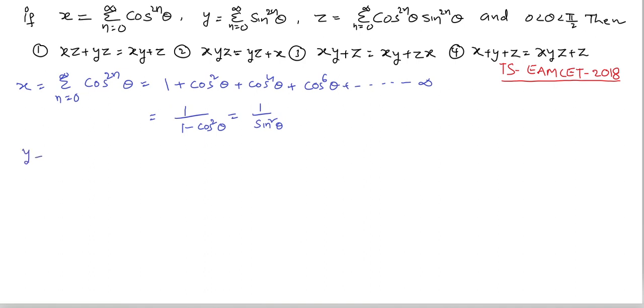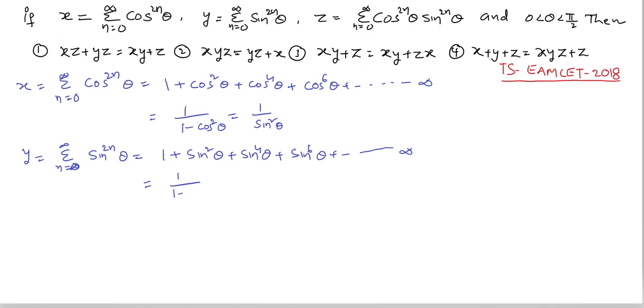Similarly, y is equal to sigma n is equal to 0 to infinity sine power 2n theta. Substituting n is equal to 0, 1, we get 1 plus sine square theta plus sine power 4 theta plus sine power 6 theta and so on, infinite terms. This is also an infinite GP, that is 1 by 1 minus sine square theta, which is equal to 1 by cos square theta. Similarly, z is equal to sigma n is equal to 0 to infinity sine power 2n theta into cos power 2n theta.